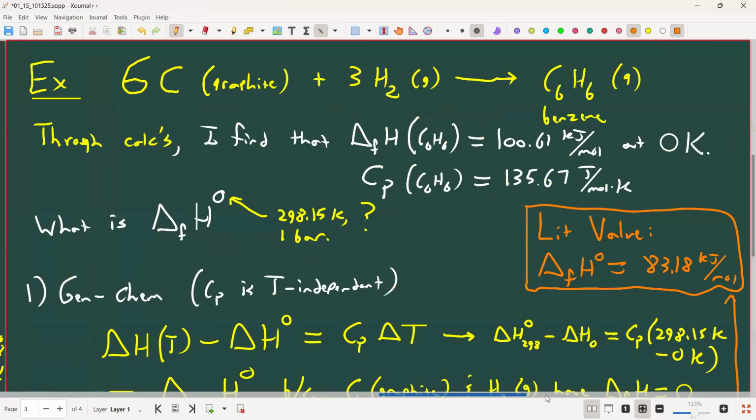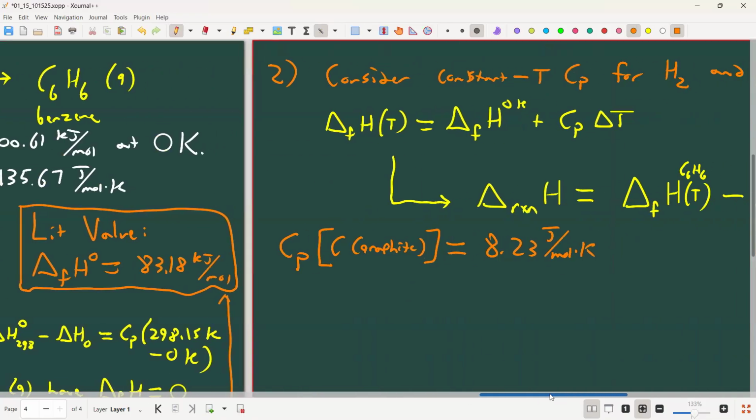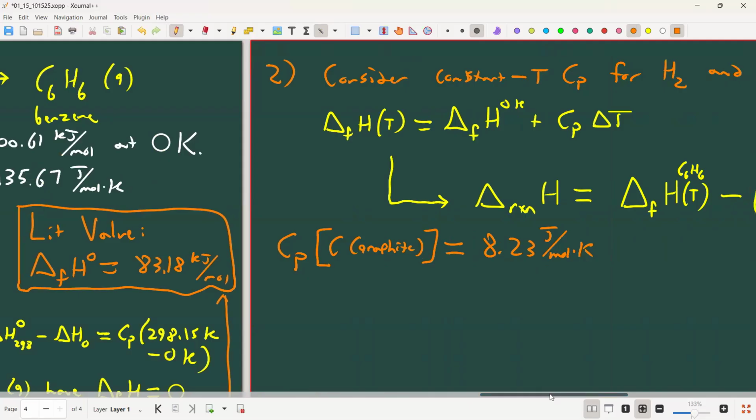Remember, compare that to the value for benzene. Benzene's is 135 joules per mole. Graphite is 8. Right? Carbon is a single atom and graphite is a solid. It's a rigid matrix. Graphite is like a bunch of benzene rings all stacked together in a sheet, and then multiple sheets stacked on top of each other. There's not a lot of motion there. Everything is very rigid and locked into place, and therefore the heat capacity is very small.